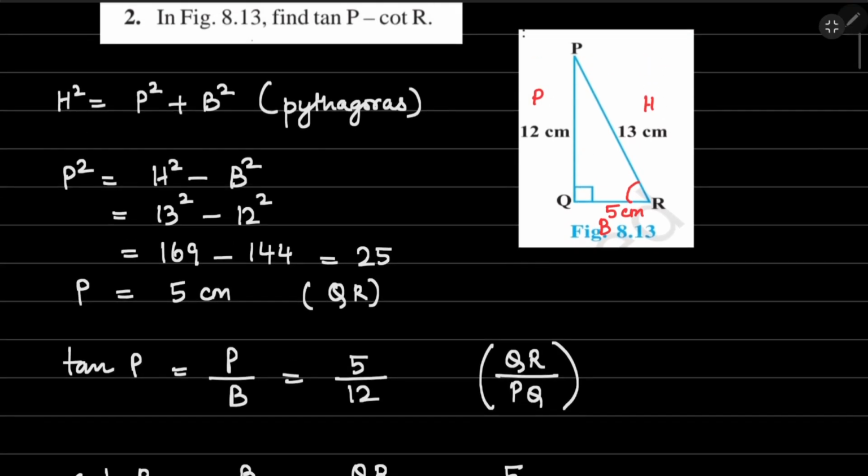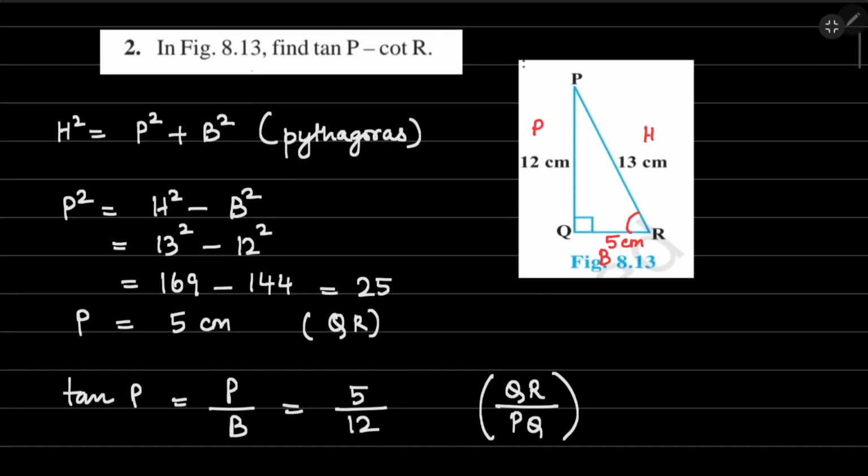Okay. Always remember, whenever you're finding the trigonometric ratios, you have to focus on where your reference angle is. And it is based on the reference angle that you will always decide where is your perpendicular and where is your base. So you just have to take care of that.